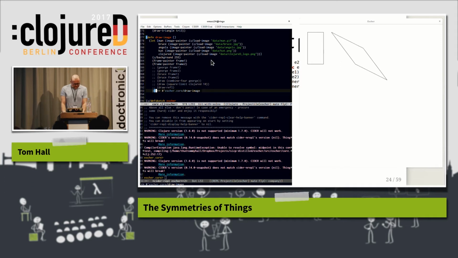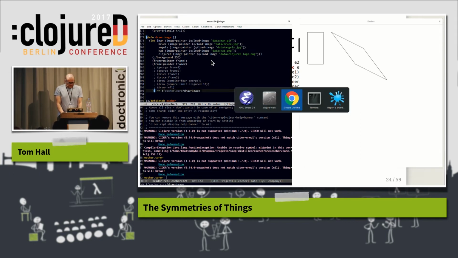What I really like, so in my day job I do a lot of DevOps stuff, so I'm used to slow feedback loops. What I really like about Quil is you can just evaluate as you go. So if I call the frame painter on this first frame and the second frame, then it draws around the frame.